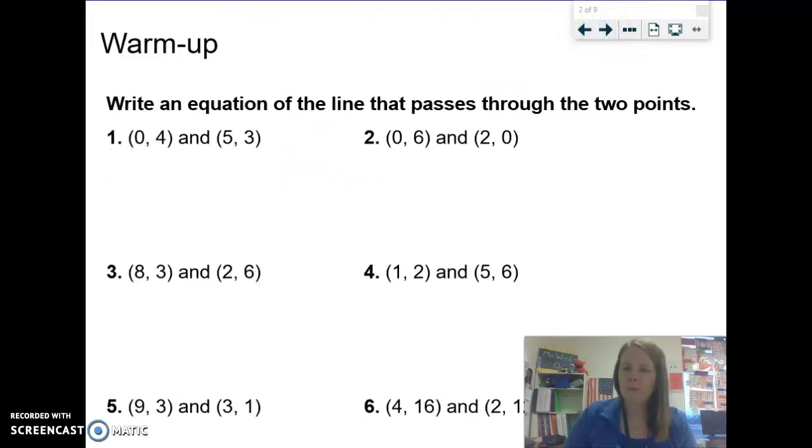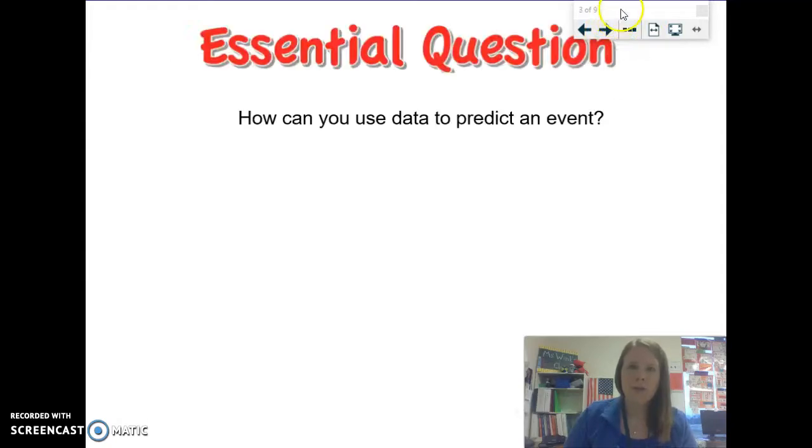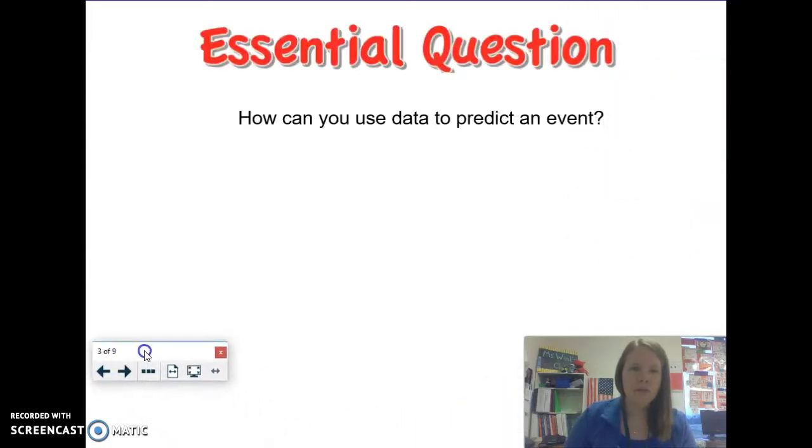Again, skipping the warm-up for right now. We'll just keep moving forward. Okay. Our essential question for today is how can you use data to predict an event?